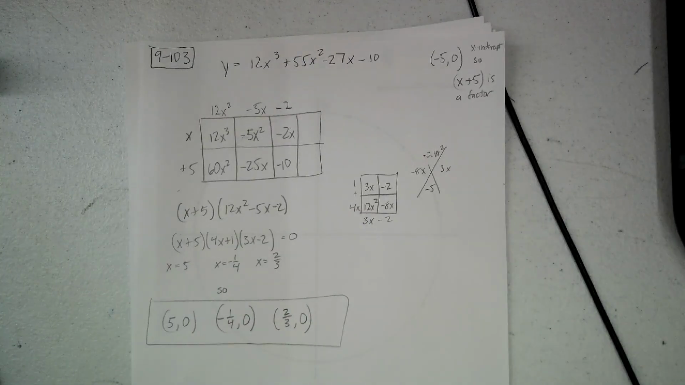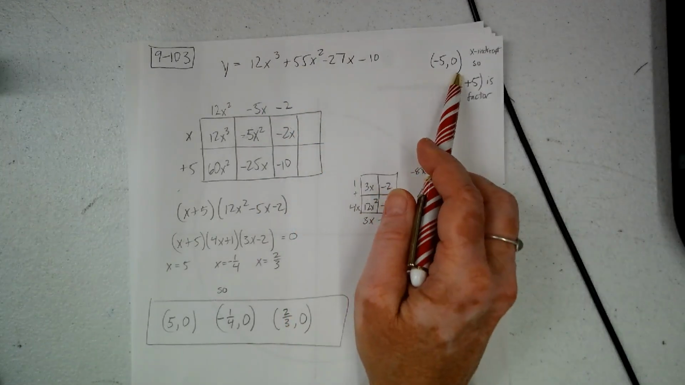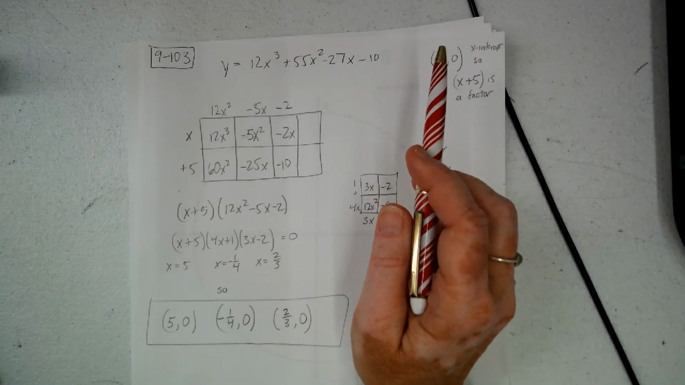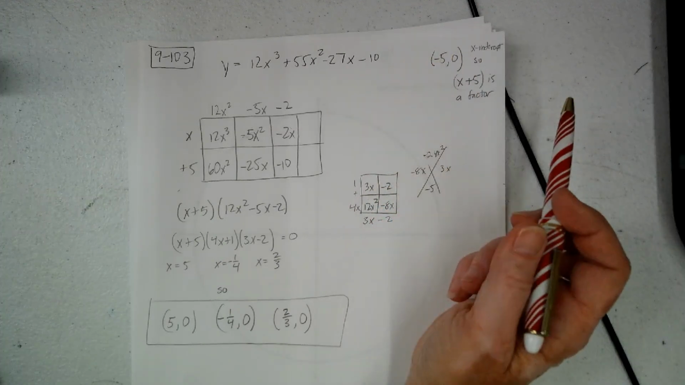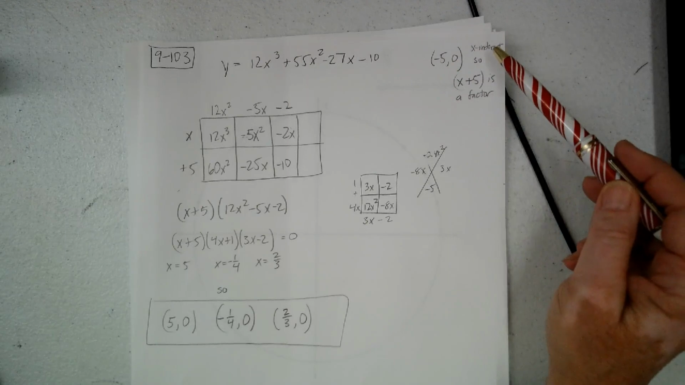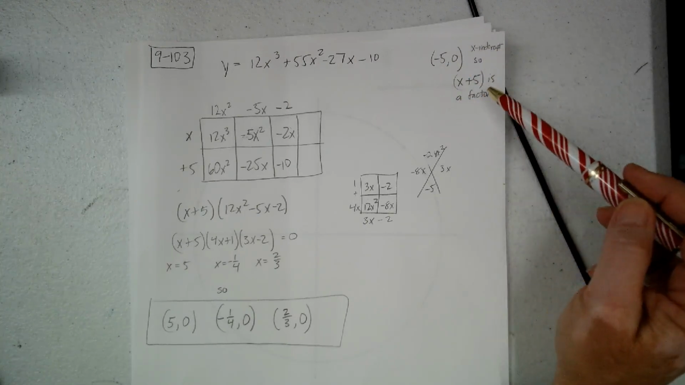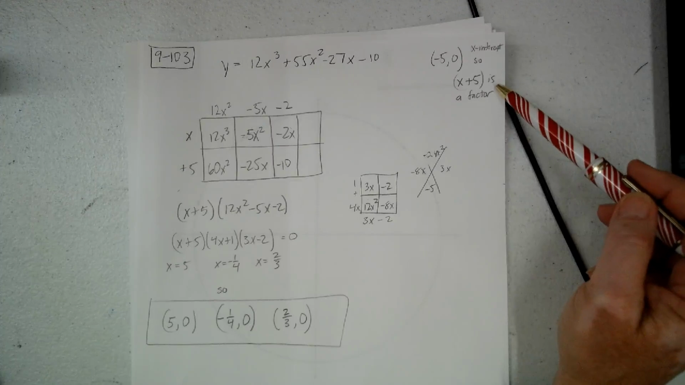Here's Integrated 3. This is problem 9-103. It says one intercept on this graph of this cubic is (-5, 0). Use this information to calculate all of the x-intercepts. So if the intercept is -5, then x + 5 has to be a factor.